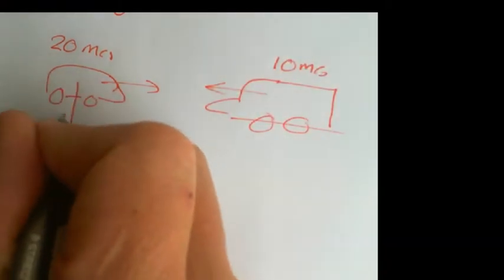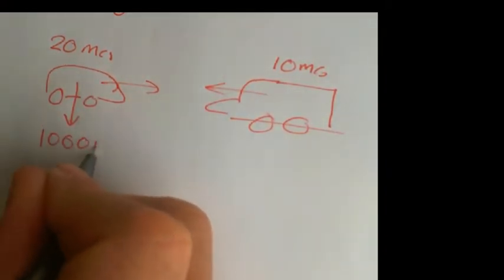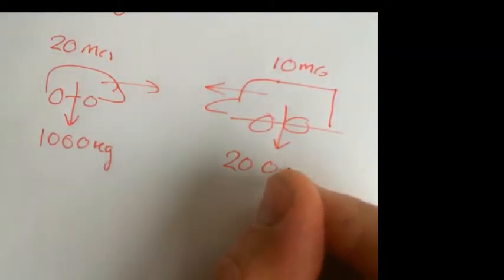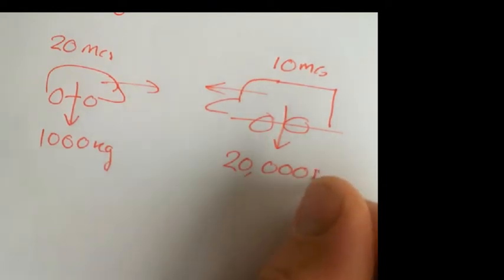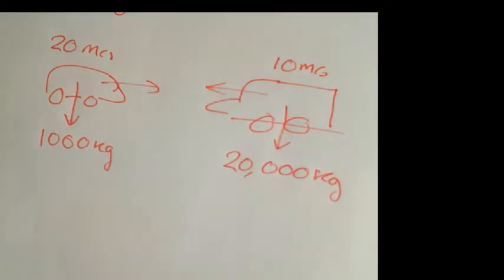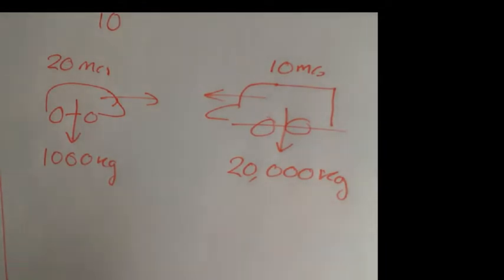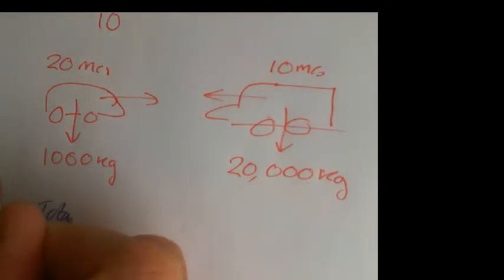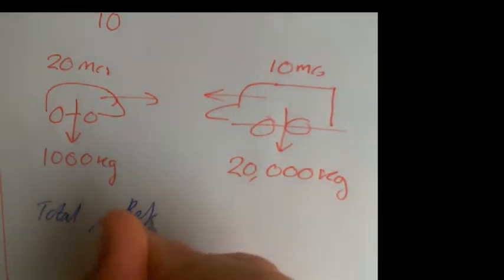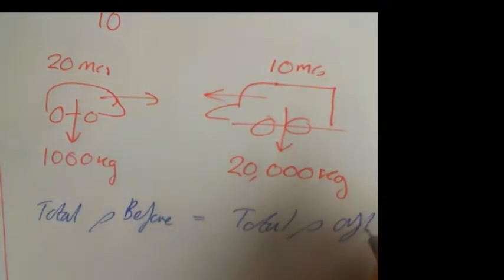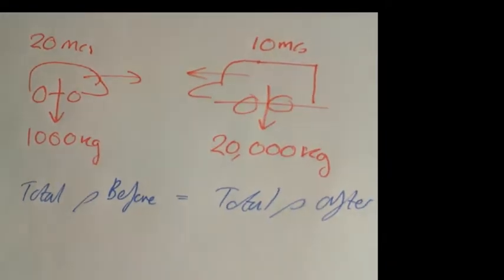This one weighs 1,000 kilograms. This one weighs 20,000 kilograms. Okay, so when they crash head on, what's going to happen? So, same thing that we do every time when we start one of these questions is we say that the total momentum before equals total momentum after. We always do that. What is the total momentum before?